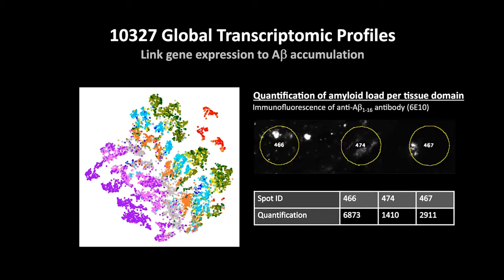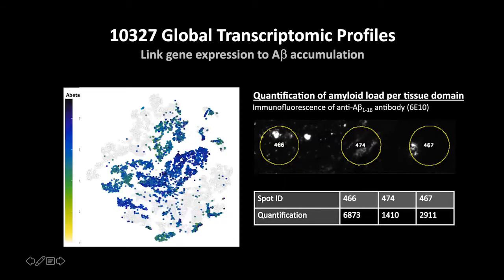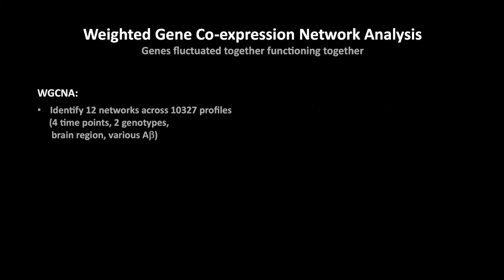So we do the immunohistochemistry and we quantify by image analysis. For each tissue domain, we know how much Ebitda is accumulated within it. Then for each tissue domain, we not only have the full global transcriptomic profile, but also the corresponding Ebitda index. Then we want to see which genes' expression levels correspond to the appearance of the Ebitda, and we do it in a totally unbiased way.